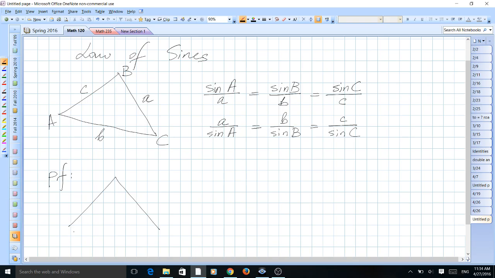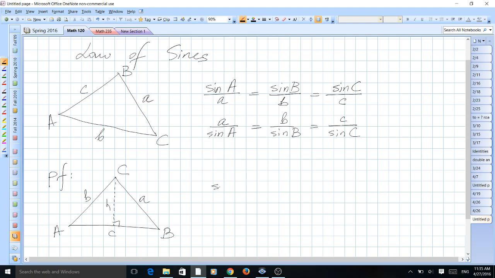I will start again with a general looking triangle. I'll label this one as A, B, C. As long as it's in alphabetical order and it goes around, we're good. I will draw from C a height. It is a perpendicular to the opposite side. This side is side c. Opposite of angle B is side b. Opposite angle A is side a. What I have is I will create a right triangle within my non-right triangle.